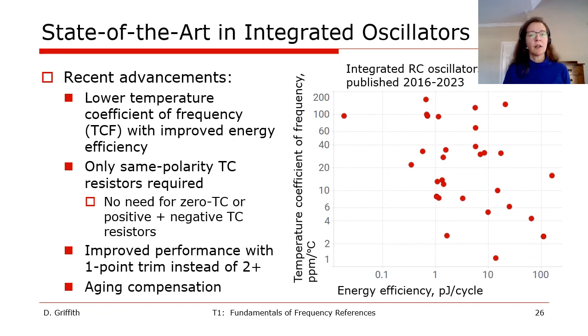Recent advances in this area include a lower TCF with improved energy efficiency. Another trend is the ability to use two different resistors with the same polarity TC to make an equivalent resistor with a zero temperature coefficient, which is nice because not all technology nodes have resistors with opposite polarity TCs available. Also, more works have achieved impressive stability with only trim at one temperature point rather than two or more temperatures, which reduces production cost. Finally, as I mentioned before, aging or frequency drift compensation has also been reported in this year's conference for the first time.